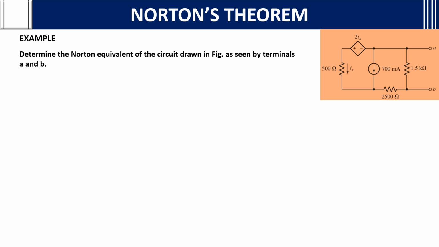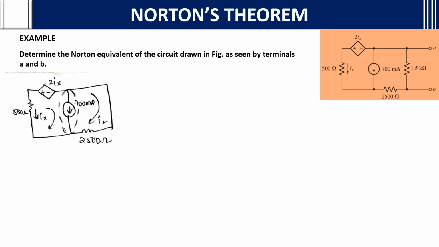Determine the Norton equivalent of the circuit drawn in the figure as seen by terminals A and B. Here I have taken a dependent source so that you will understand how to calculate when there is a dependent source. First, we will short circuit the open terminals. If you short circuit the open terminals, you can see that this resistance is in parallel with the short circuit. You can remove that resistance. If you remove that resistance, this is how the circuit looks.